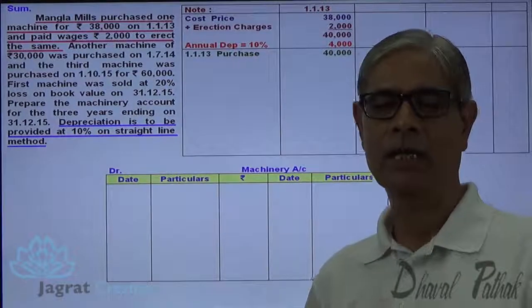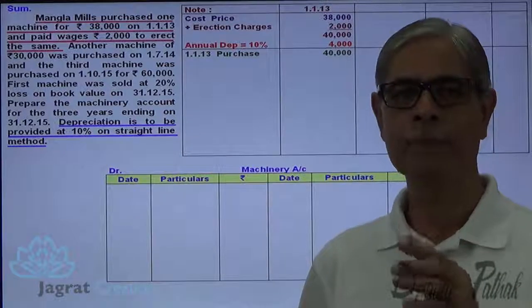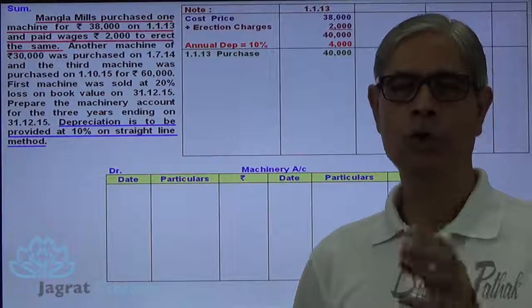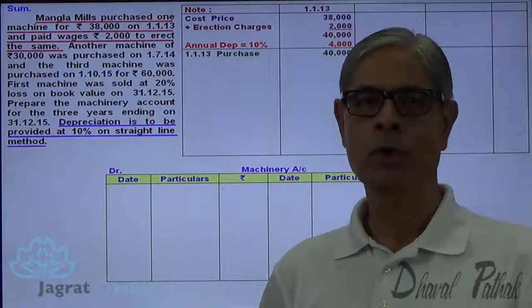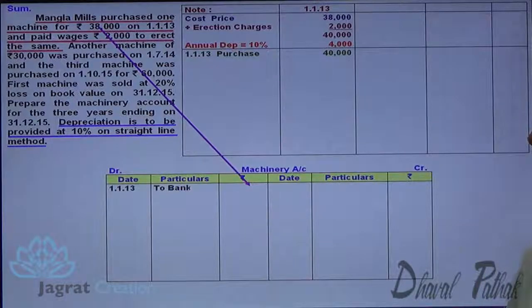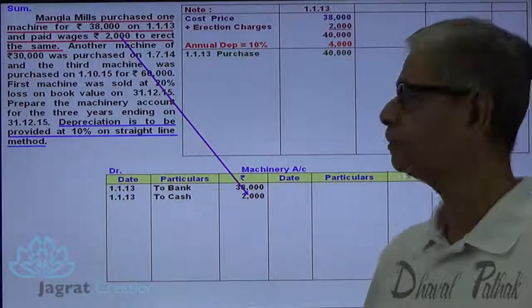This is the journal entry for purchase of machinery. Machinery account is debited because ownership is acquired. Debit the ownership it comes in. It's a rule of real account. Debit what comes in. So machinery account debit to bank account. Check issued for 38,000. To cash account, wages paid for purchase of machinery. So machinery account is debited with 40,000.